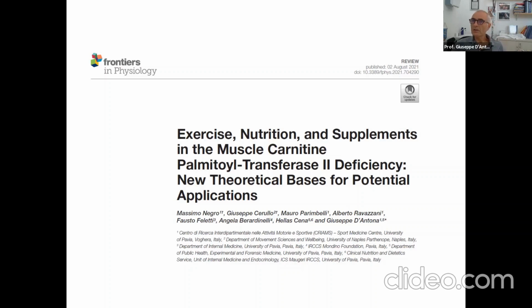Results from our study are published in a recently published paper in Frontiers in Physiology. This work has the idea to propose a new theoretical basis for potential application of exercise, nutrition, and also supplements in metabolic diseases, and in particular in this disorder, the CPTII deficiency, 50 years after the discovery of this pathology.